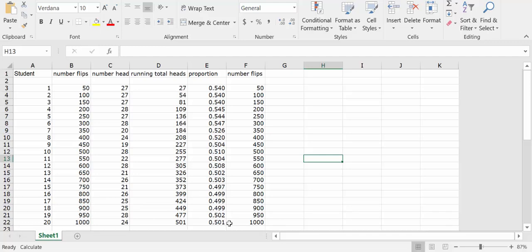The way I did the calculations on the spreadsheet, I had a column for the number of heads for each student, and then I created a column with a running total of heads. So, for example, here in this column, I took the value that was in column C4, and I added the value from the previous running total. And I just copied that down the column. Then for the proportions, I took the running total and divided it by the number of flips. So I generate some data where I have the proportions, and I set it up with another column of number of flips so I can make my graph, which I'm going to show you now.